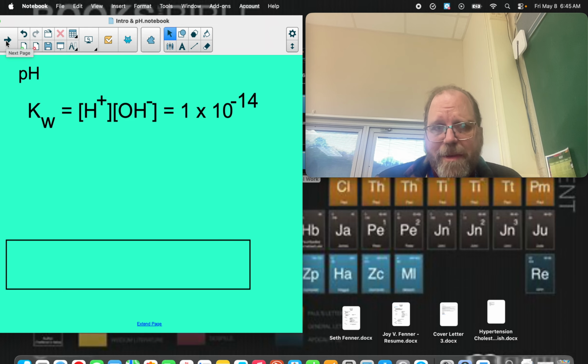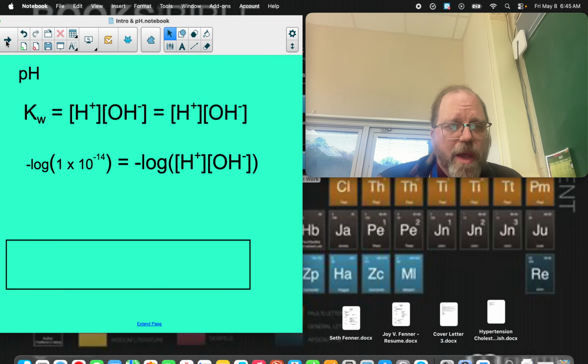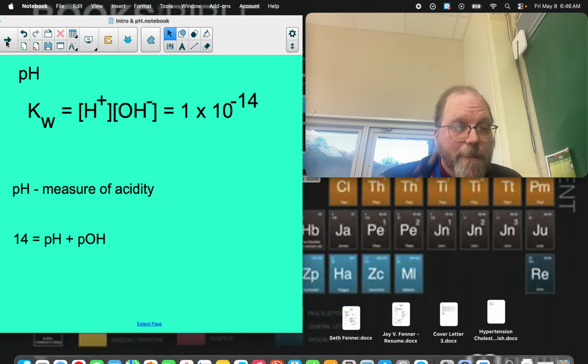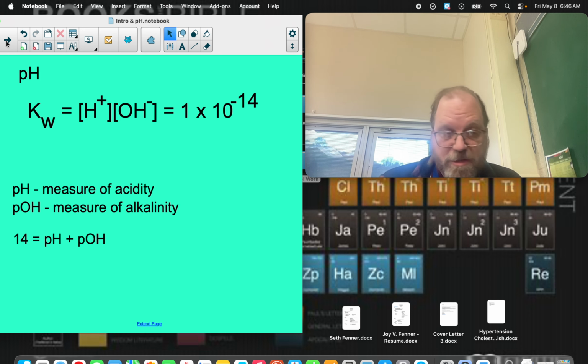Now, we want to make this easier, so what we're going to do is take the negative log of both sides. Negative log makes it a number that we can use: 14 is equal to pH plus pOH. Now, from that, we get a couple values that we can work with. pH is a measure of acidity. pOH is a measure of alkalinity. How much of an acid, how much of a base.